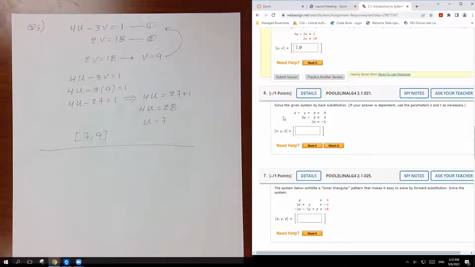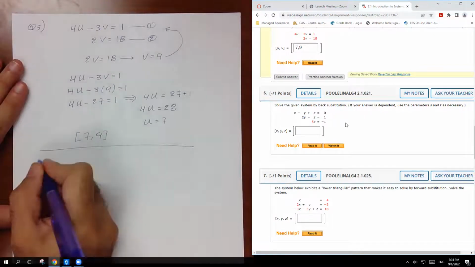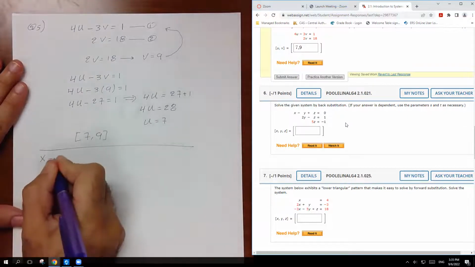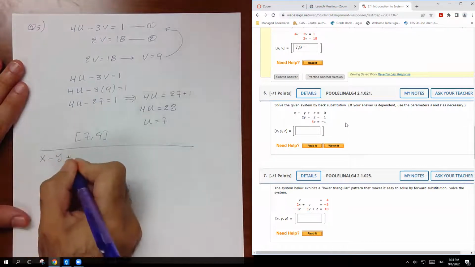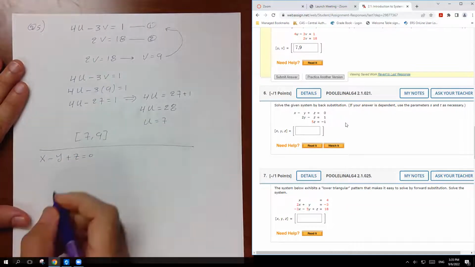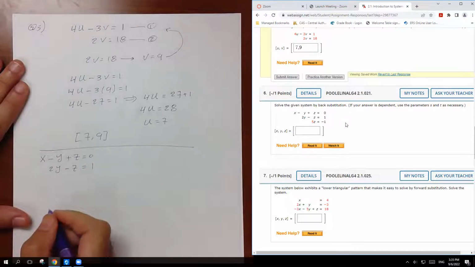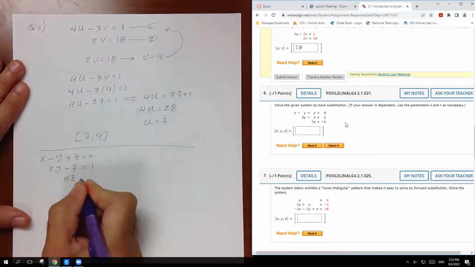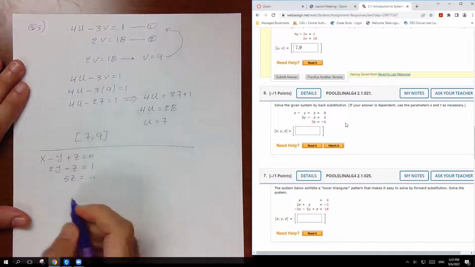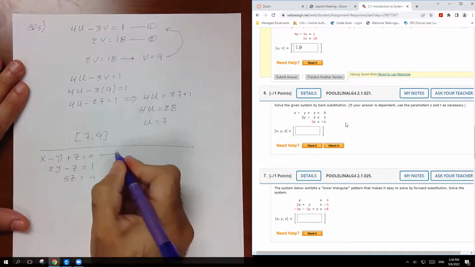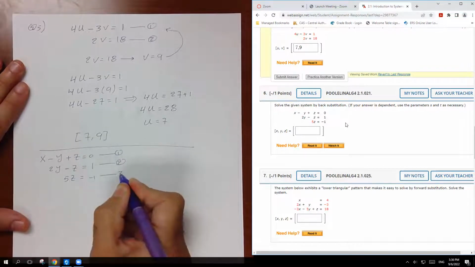For example 6, we're gonna do exactly the same thing, but now we have a system with 3 linear equations, and we need to find x, y, z. So we're going to do exactly the same thing. x minus y plus z equals 0. And 2y minus z equals 1. And 5z equals -1. So here is the system with 3 linear equations. This is the first one, this is the second one, and here's the third one.